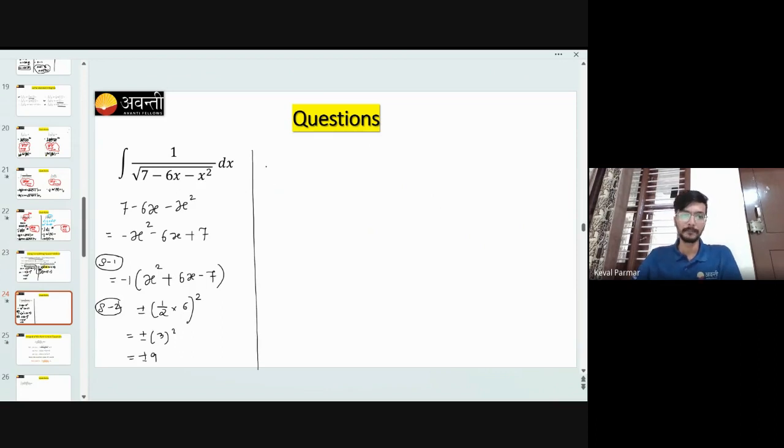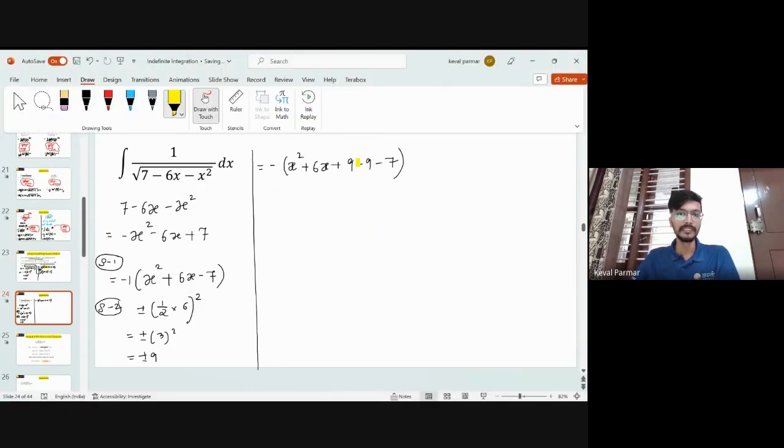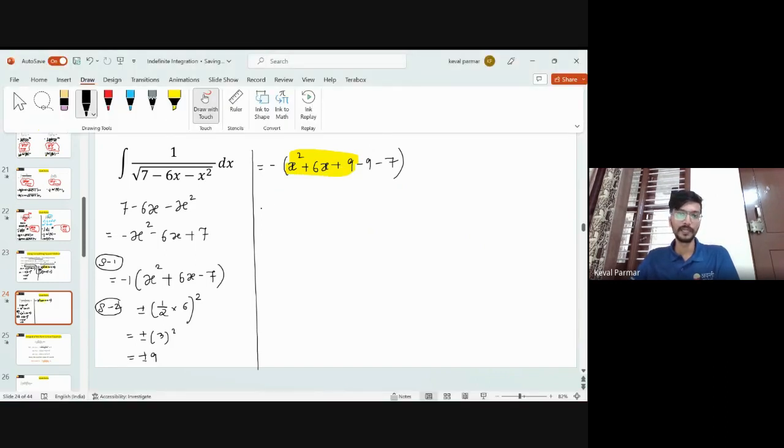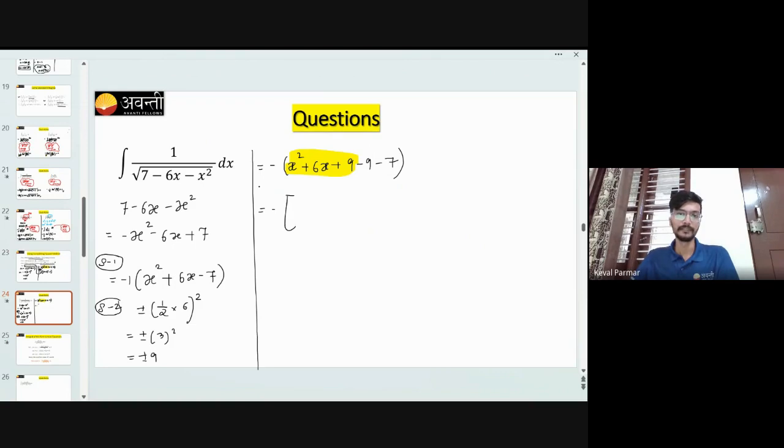So what will I get? I will get minus, no need to write 1, x square plus 6x plus 9, minus 9 and minus 7, it was already there. And now step 3, these terms will make a perfect square. Can you guess which perfect square it is? It is minus, this is step number 3, x plus 3, the whole square, and minus 16.